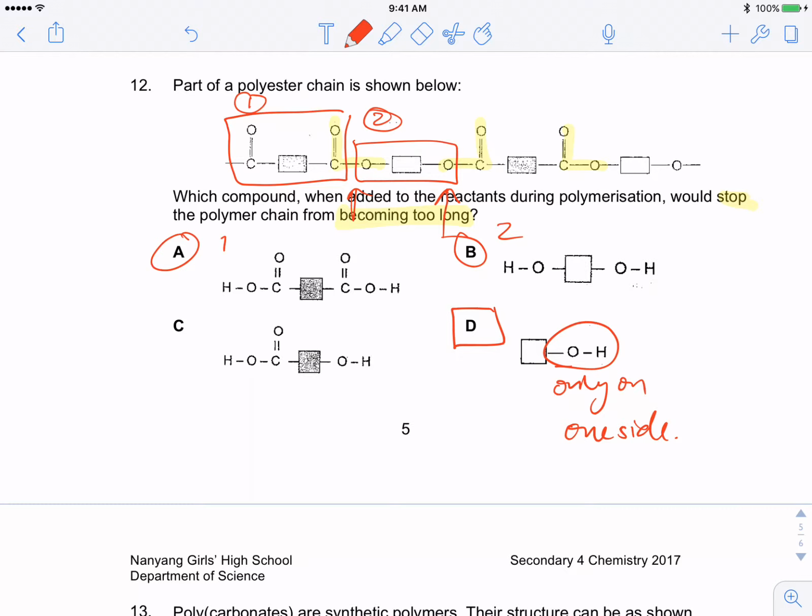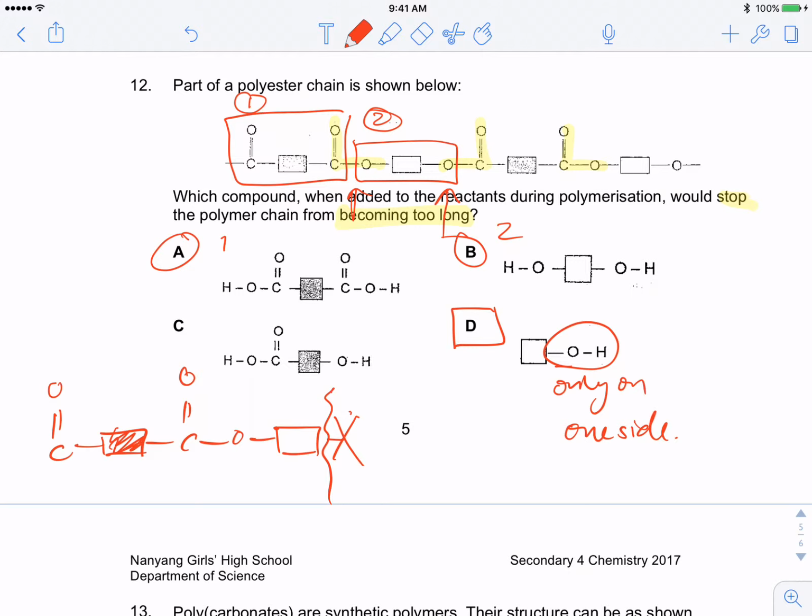So how does this work? Let's say I have this block here. If I am linked with something that only has an OH on one side, note that after I join them together, there's nothing else here. No more, nothing else here. So this is where the chain will terminate. Okay, so the answer is D.